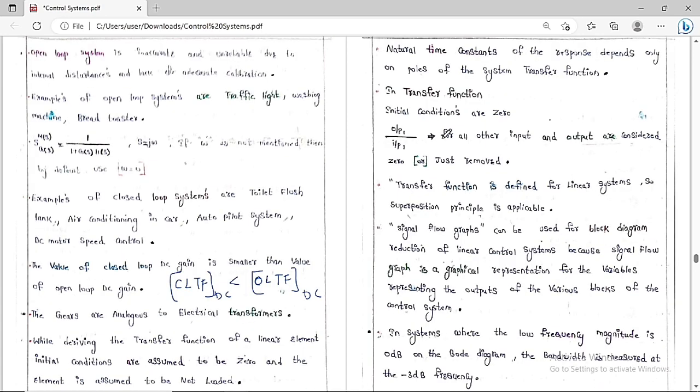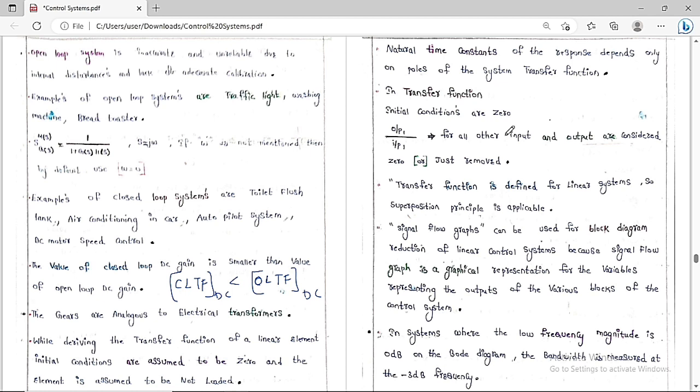Now we will discuss another point: in the transfer function, the initial conditions are 0. I have already told you that while figuring out the transfer function, we always assume the initial conditions are 0. So output 1 by input 1 indicates that all other inputs and outputs are considered 0 or just removed.